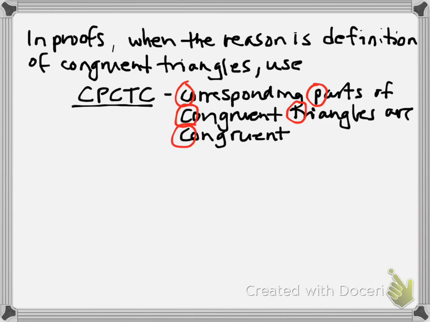You will never see anyone in a proof use definition of congruent triangles. You will see them use CPCTC. Now this only works for corresponding parts of congruent triangles are congruent. If you have something that's not a triangle, let's say congruent quadrilaterals, then you would have to write it out and say corresponding parts of congruent quadrilaterals are congruent. There is no shortcut way of saying that. It's only for triangles that we have this shortcut. Okay? All right.